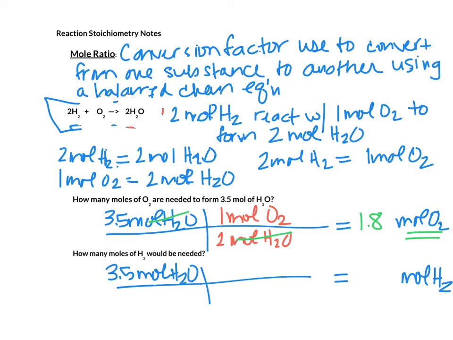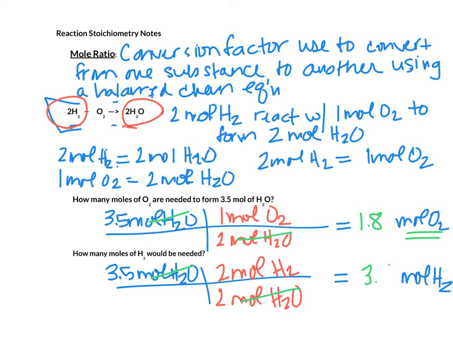We're starting with water, and we are now going to hydrogen. So again, moles of water can only be canceled with moles of water. So 2 moles of water now require 2 moles of hydrogen. So our mole ratios always come from our balanced chemical equations. Moles of water are going to cancel. And so now we can see that it requires 3.5 moles of hydrogen to form 3.5 moles of water because the mole ratio is 2 to 2.